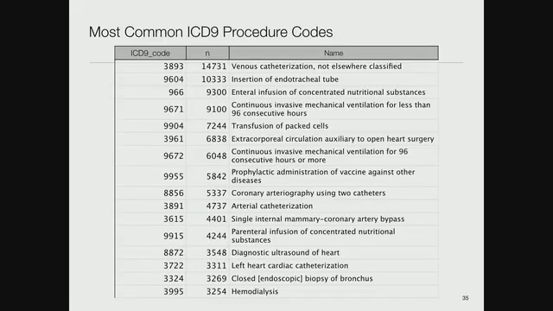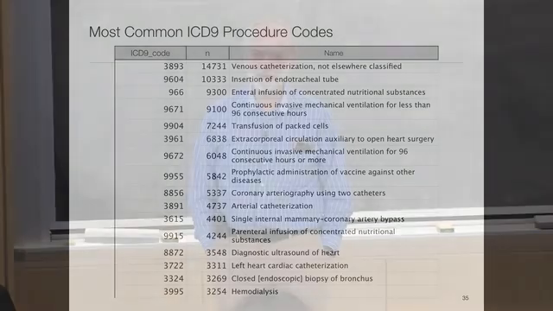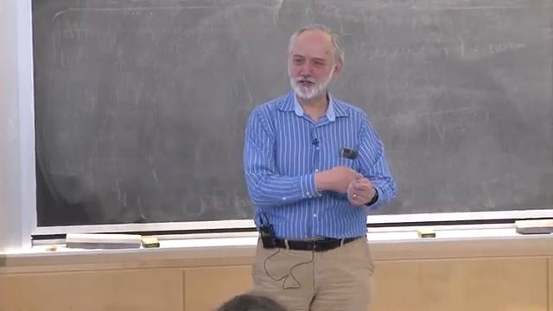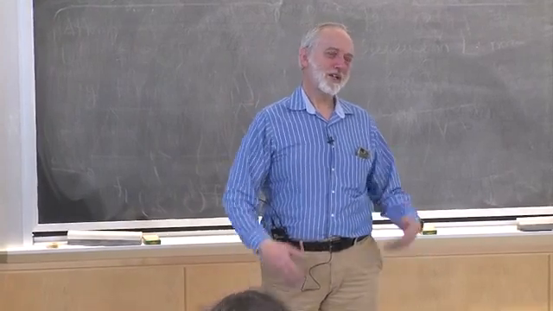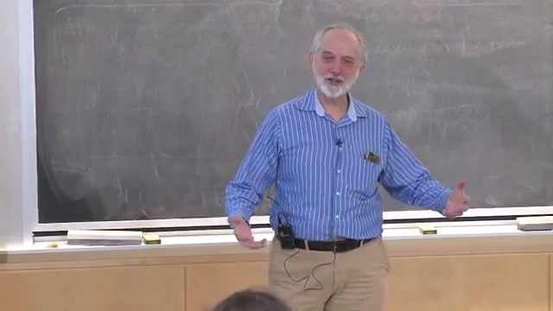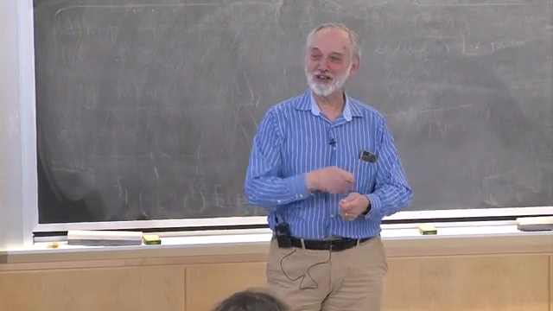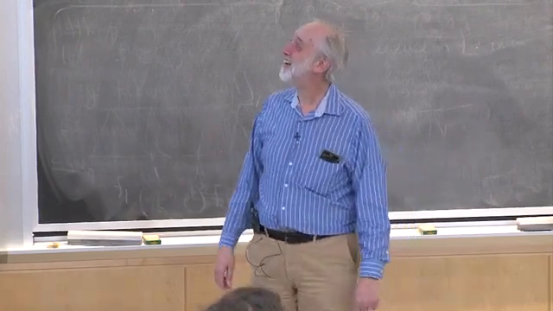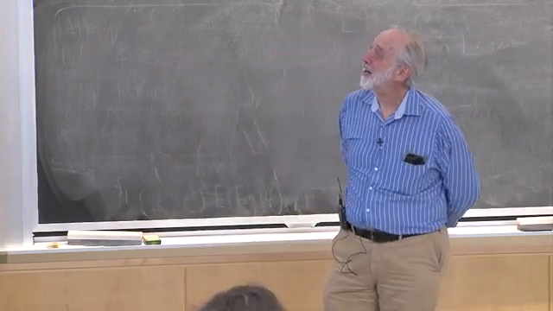So some examples, here are the most common ICD-9 procedure codes. ICD-9 code 38.93, of which there are 14,000 instances, is venous catheterization, not elsewhere classified. So what's venous catheterization? It's when somebody sticks an IV in your vein, okay? Very common. You show up at a hospital, before they ask you your name, they stick an IV in your arm. It's a billable event too.